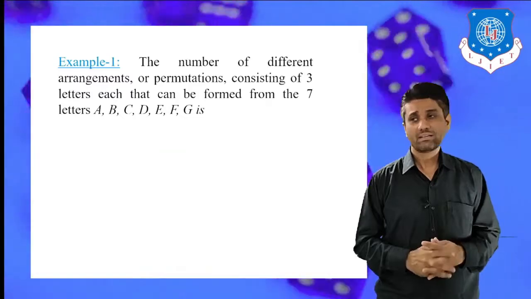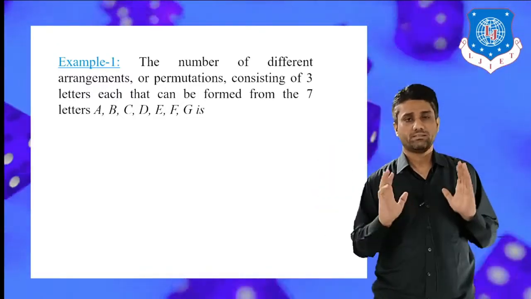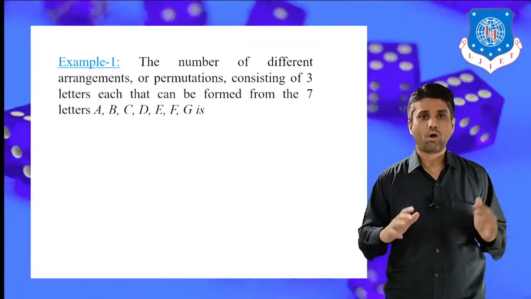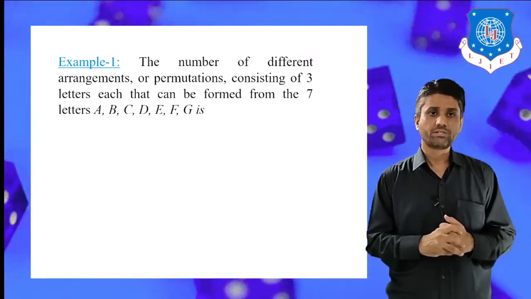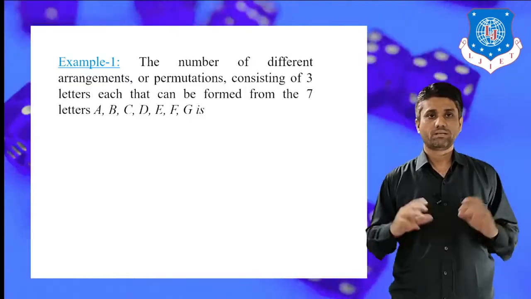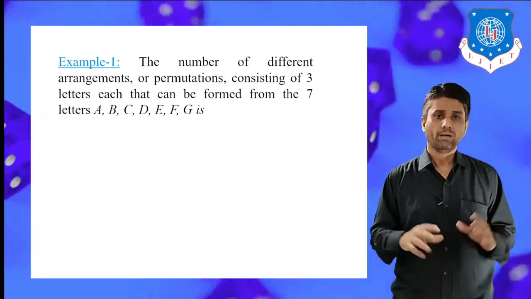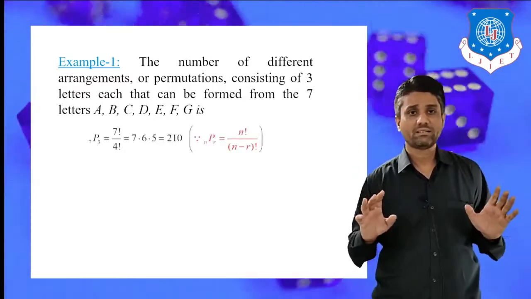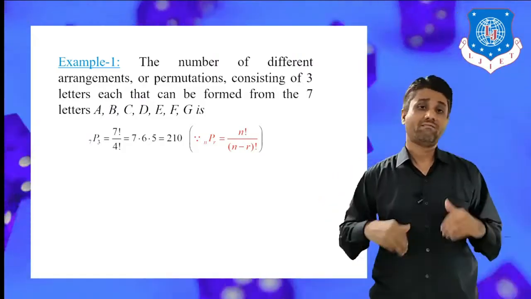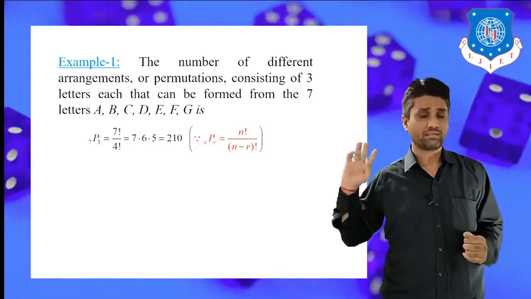Now for better understanding, let's see the example. The first example tells that the number of different arrangements or permutations consisting of 3 letters each that can be formed from the 7 letters, say A, B, C, D and so on up to G. So the question says that there are a total of 7 letters, A, B, C, D up to G, and we are interested in drawing 3 letters out of these 7 letters.